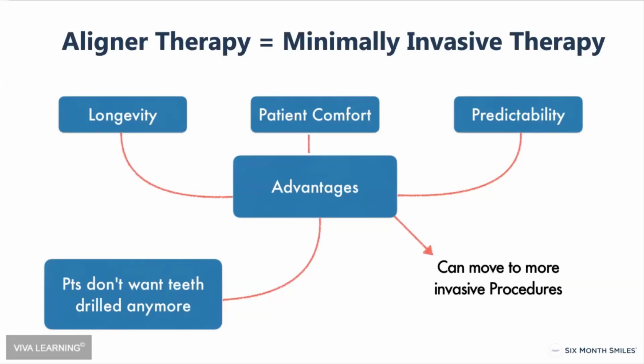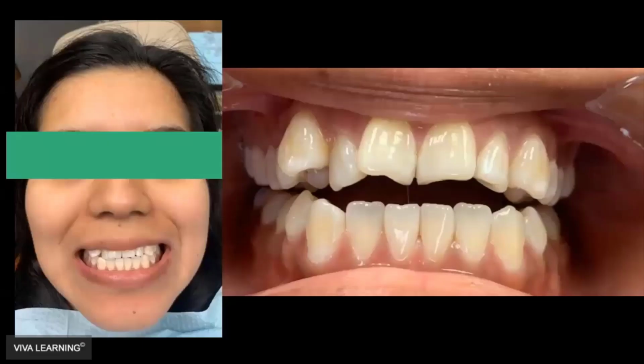Patients don't want the teeth drilled anymore. So this is a great approach to reduce that. And then obviously from that, you can move to more invasive procedures. For example, if it's a massive class 2 and you need perhaps some extraction of premolars, it can be considered, or a class 3 with a lower incisor extraction, it can happen. So let me show you a couple of cases that really fit with what I have explained previously.